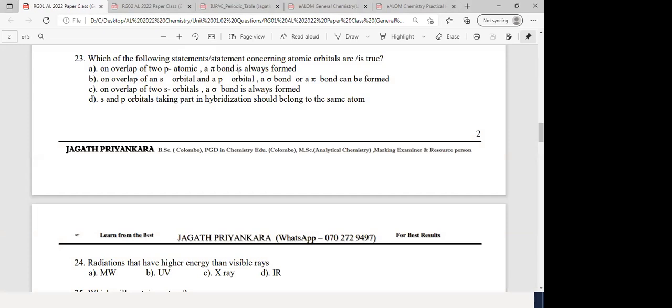Overlap of p atomic orbitals, a pi bond is always formed. Always? No. P atomic orbitals can form both pi bond and sigma bond. Because the word always is wrong. Two p atomic orbitals can form a sigma bond if it is head to head overlapping, and if it is lateral overlapping, it can form a pi bond also. Therefore, A is wrong. Next one. Overlap of s orbital and p orbital, a sigma bond or pi bond can be formed. Never. I told you, if an s orbital is involved, it should always be sigma, not pi. So this is also wrong.